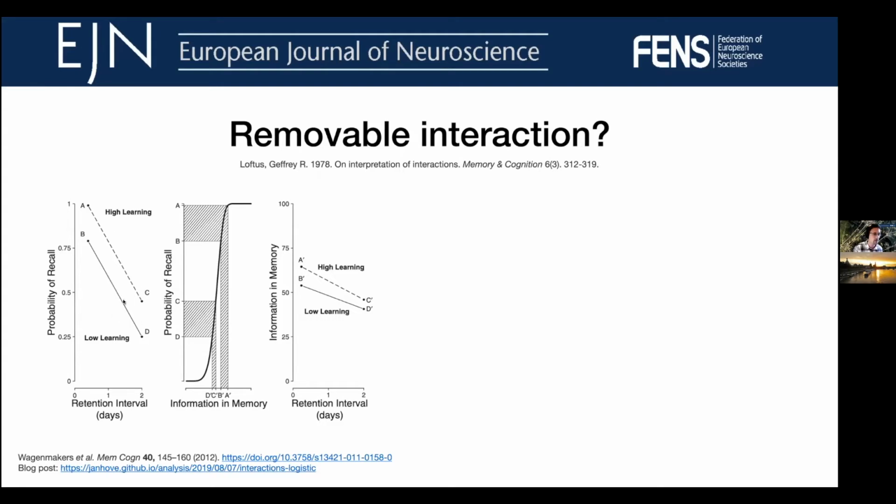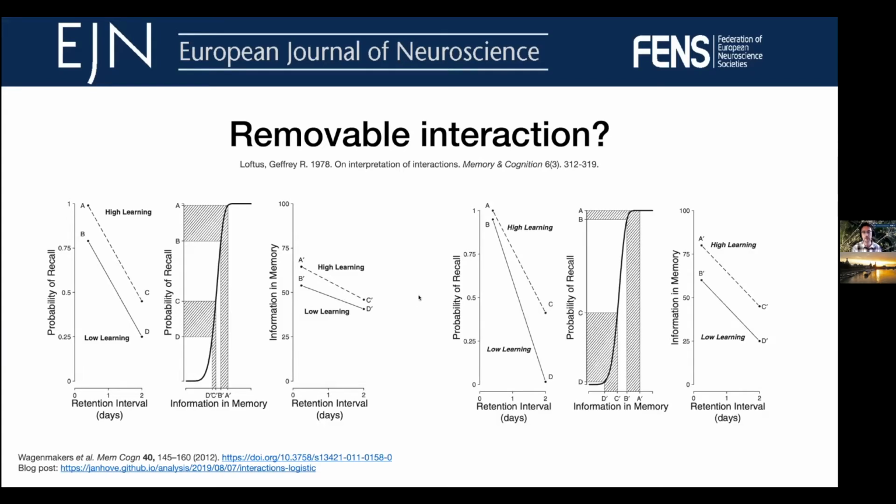So let's say we have these results here with a 2x2 design with parallel lines, which suggests that there's no interaction. The problem is that the probability of recall might relate non-linearly to information in memory. And here in that case, for that particular pattern, once you express the data after that nonlinear transformation, an interaction appears. And you can easily have the opposite pattern, where you have an interaction in the original units in which you measured whatever you were assessing, and then after transformation, the interaction goes away.